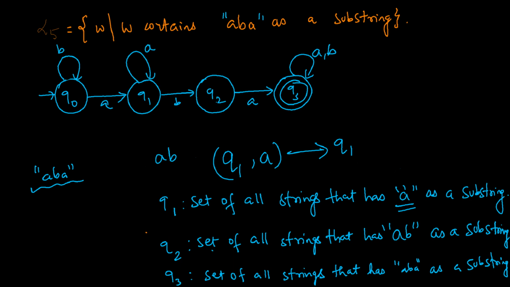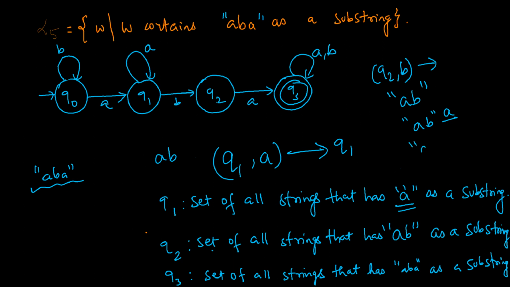Similarly, when you are at Q2, it means that you have seen AB as a substring. If the next symbol is A, then you have seen ABA as a substring. Now you should go to a final state, and that is Q3, right? So on A it is rightfully going to Q3.